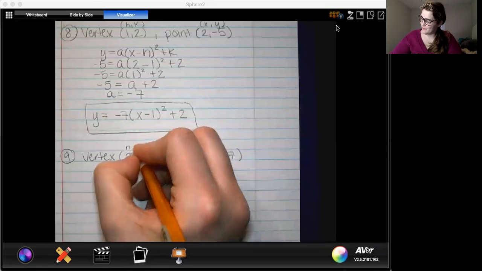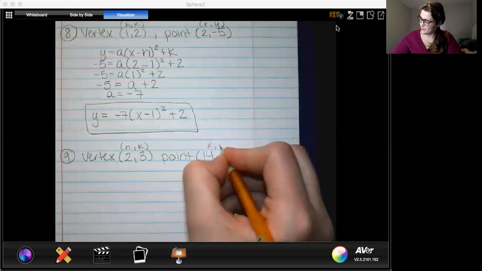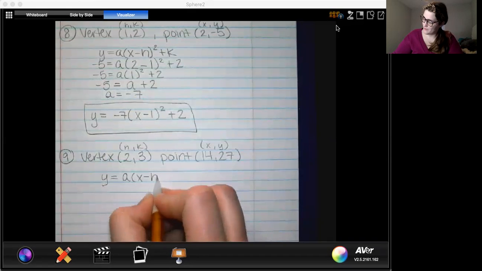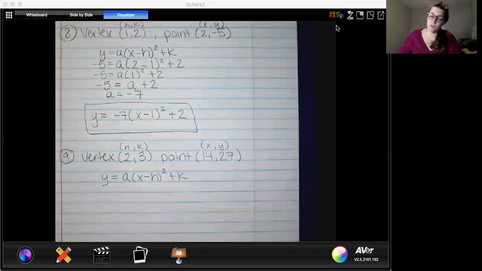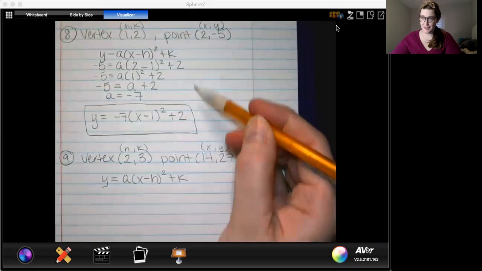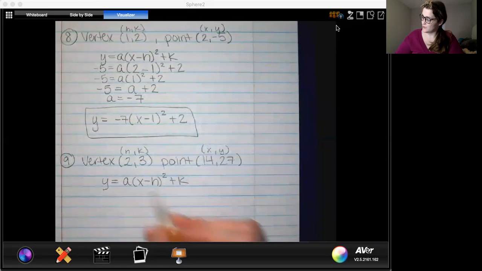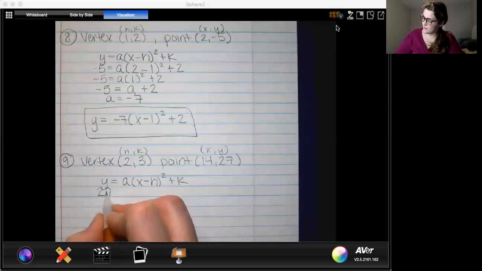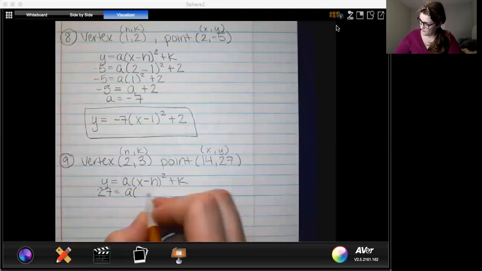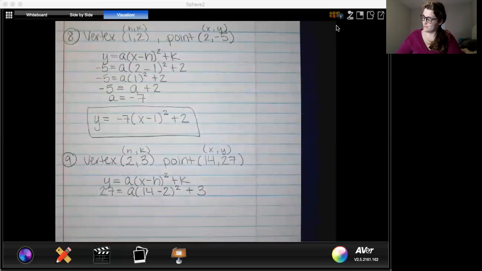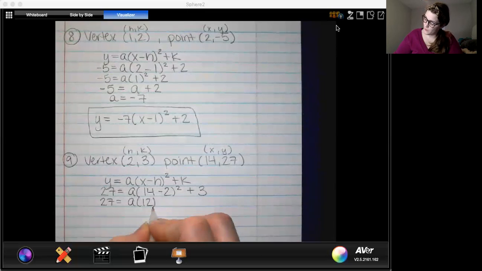So first I'm going to identify my variables. I'm going to write down vertex form. Now, as with anything, your work should show exactly like what we do in class. So your work should be vertically done. It should also be organized just as such. So substitute 27 equals a times 14 minus 2 squared plus 3. Start simplifying. You get a times 12 squared.